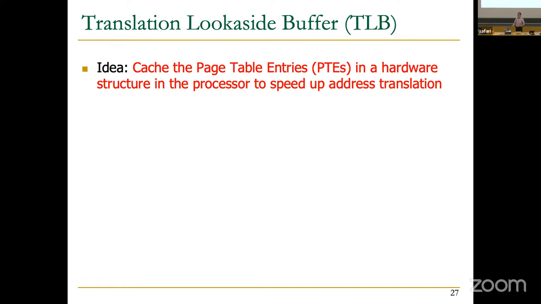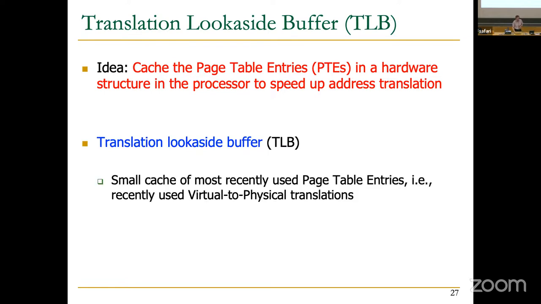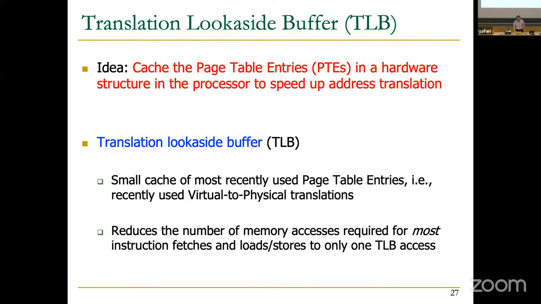But basically it's a cache. It's caching the page table entries in a hardware structure in the processor to speed up the translation. That's the idea. All of the principles of a cache apply here. The TLB is essentially a small cache of most recently used page table entries, in other words, recently used virtual to physical translations. It's a PTE cache, right? It reduces the number of memory accesses required for most instruction fetches and loads and stores to only one TLB access. So it can be very small, and you access the structure and you get the translation immediately. You don't need to access memory at all anymore because you've cached the translations there. Okay, that sounds good. It's a specialized cache because you do need to do this translation.